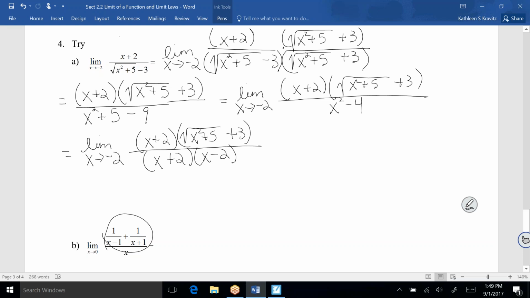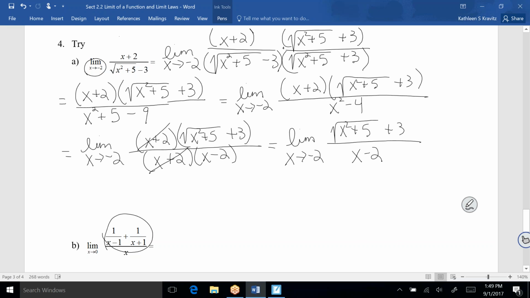So just like before, we can cancel the x plus 2 in the numerator with the x plus 2 in the denominator. And that gets rid of our problem, because we're looking at what happens when x approaches -2. We want to be able to plug -2 in, and we can't plug it into x plus 2. So now we have the limit as x approaches -2 of the square root of x squared plus 5 plus 3, divided by x minus 2.